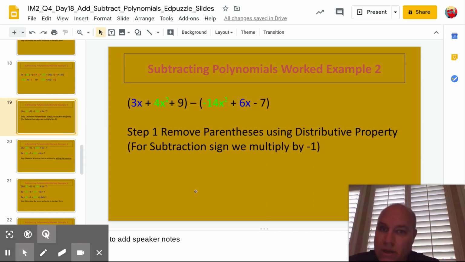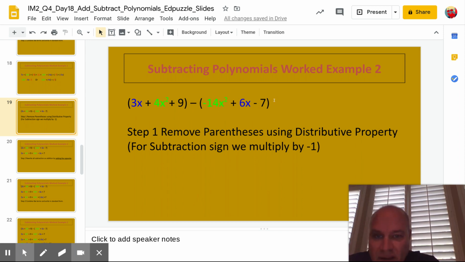Here's our next worked example. We have 3x plus 4x squared plus 9 minus negative 14x squared plus 6x minus 7. Why don't you try to remove the parentheses first here by distributing negative 1 for this second set of parentheses. The first set of parentheses, you just distribute 1 to remove them. See what you can do.